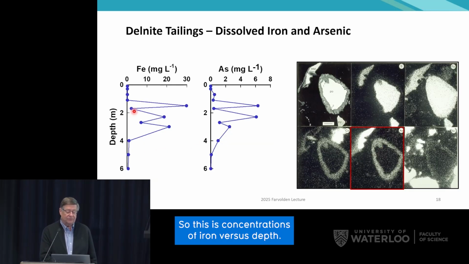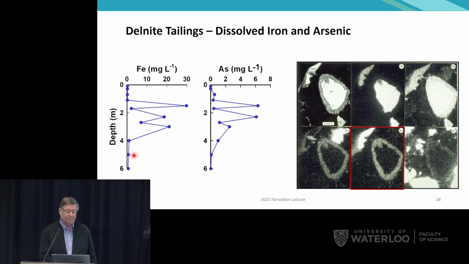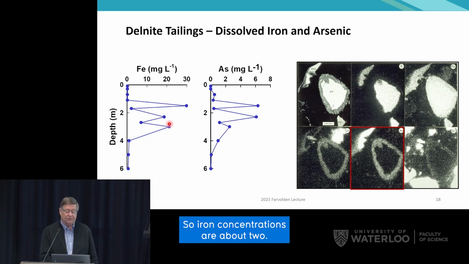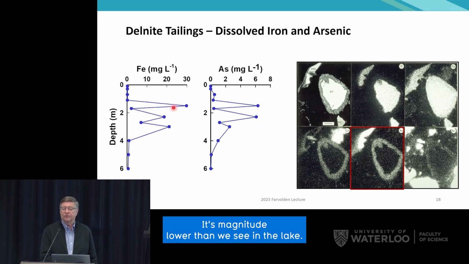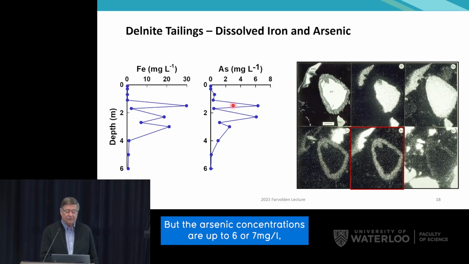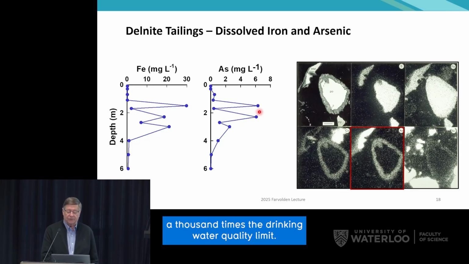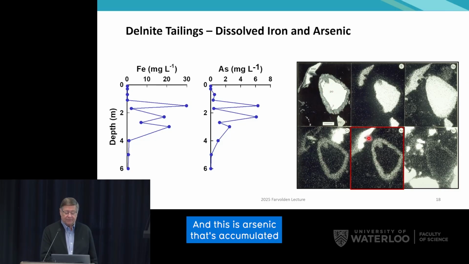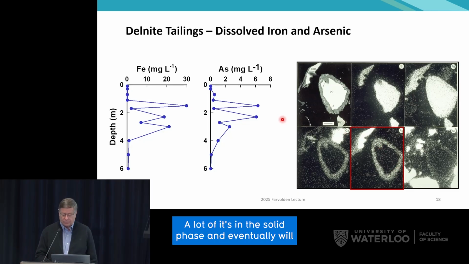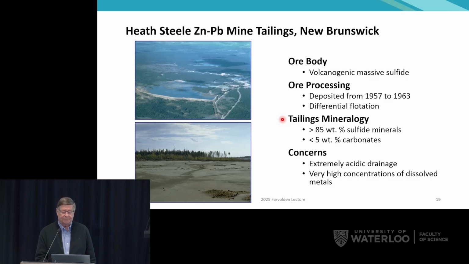So this is concentrations of iron versus depth. So iron concentrations are about 2 orders of magnitude lower than we see in Elliot Lake, but the arsenic concentrations are up to 6 or 7 milligrams per liter, which is more than 1,000 times the drinking water quality limit. We see arsenic accumulating in rims surrounding, this is a pyrite grain, and this is arsenic that's accumulated within that rim surrounding the grain. So not all of the arsenic is in the water, a lot of it's in the solid phase and eventually will be mobilized.